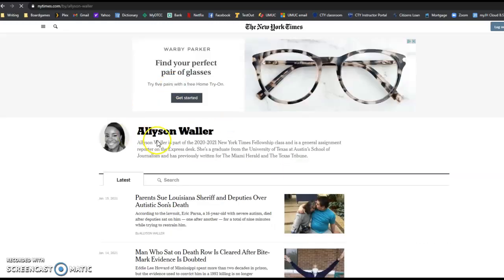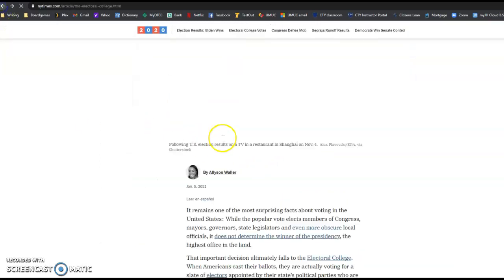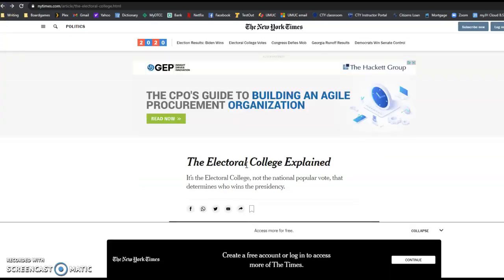And then if you're looking at an online article, this is a great way. If you click on this, you can learn more about this person, and she is a general reporter on the Express desk. She graduated from the University of Texas. So she's a professional journalist, so she seems pretty trustworthy. This is her job, and she's done a good job documenting and finding outside stuff. So these are just some ways to look into the different things.